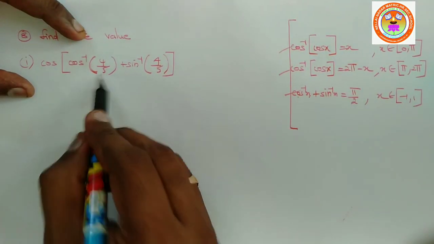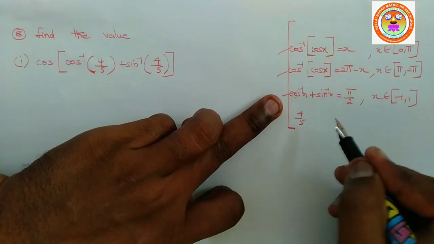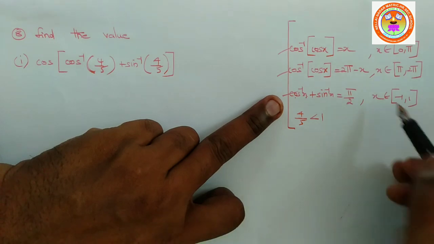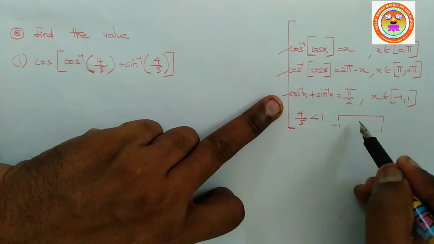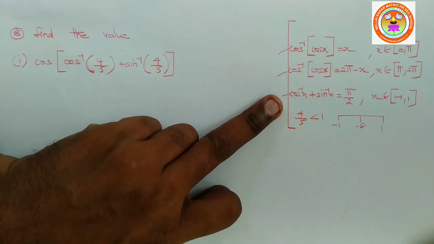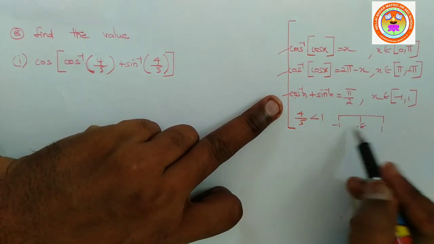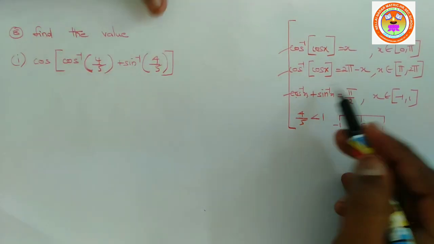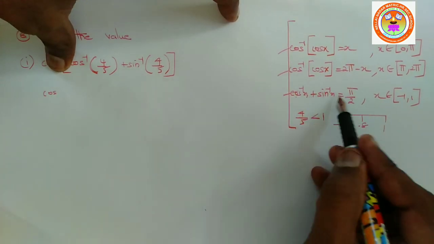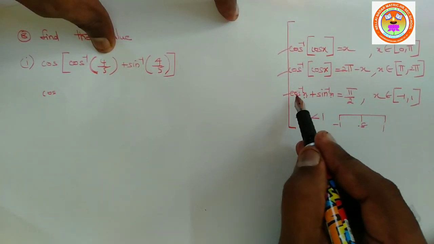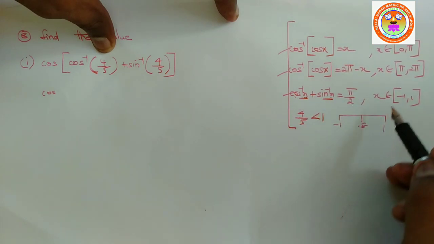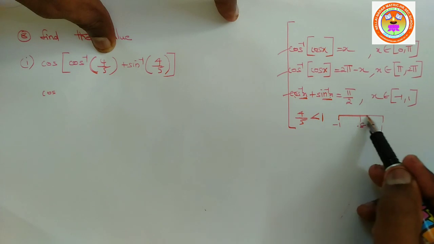So this 4 by 5 is less than 1. So between minus 1 and 1, this 4 by 5 will be present, nothing but 0.8. This point is in minus 1 to 1. So cos inverse of x plus sin inverse of x is nothing but pi by 2. Whatever x comes, 4 by 5, no problem. This 4 by 5 is less than 1, and minus 1 to 1 is the range.